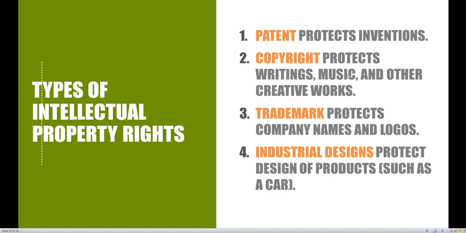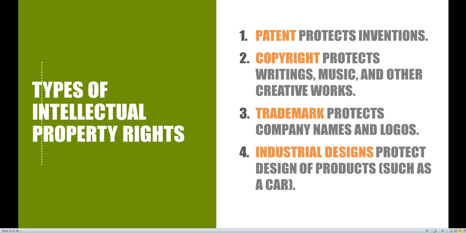The third type of intellectual property right we can take a look at is the trademark, which protects company names and logos. There are a lot of logos that we associate with companies. For McDonald's, we have the golden arches. For NBC, we have the peacock. For Apple, we have the Apple logo with the bite taken out of the apple. These are all things that are protected under trademark intellectual property rights.